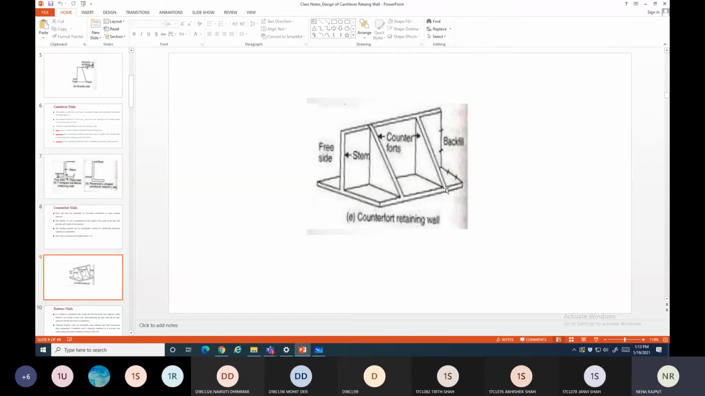One member is additionally placed, which is known as the counterfort member, which will connect your stem part and the heel part with an inclined member. That inclined member is known as the counterfort member. In a lengthwise view, these counterfort members are placed at equal intervals throughout the length of the wall. This vertical portion is known as the stem portion and the bottom is known as the base slab. The side where the backfill is provided is known as the heel side, and where the open space is, that is called the toe side.